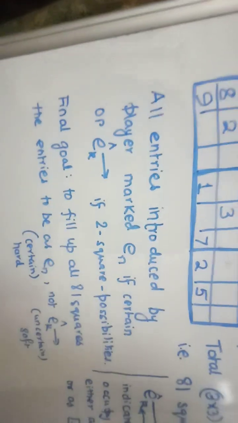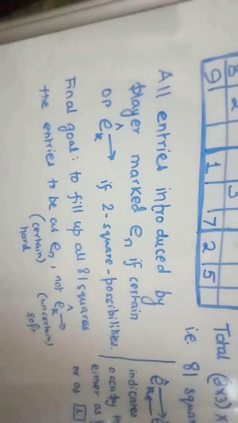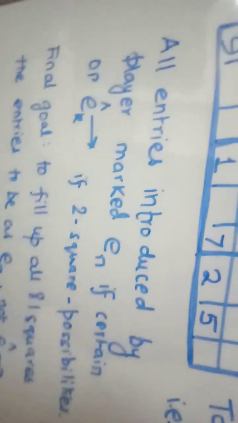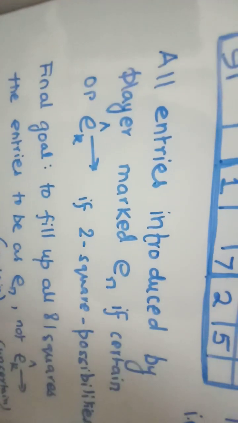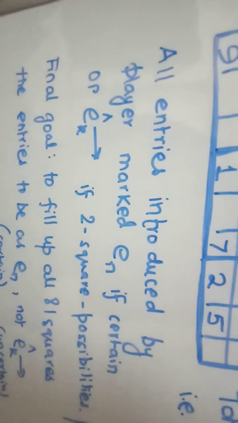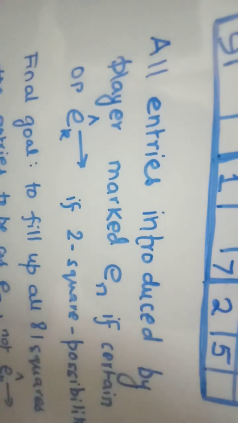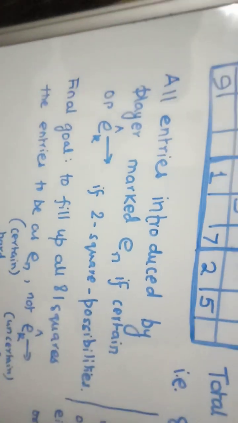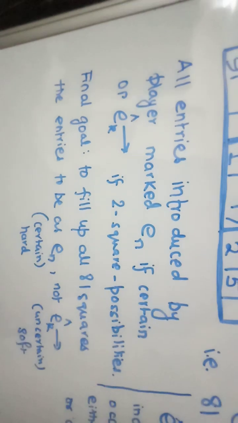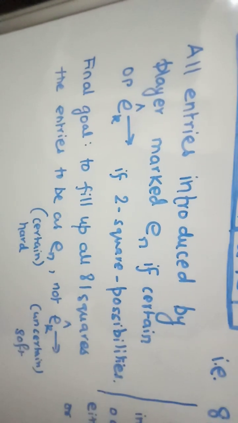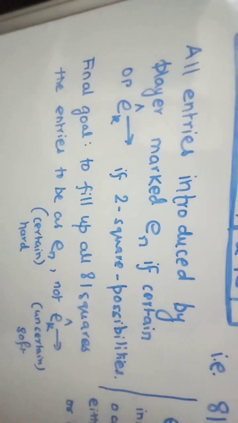However, sometimes we will need to put some uncertain numbers also. These are sort of soft numbers. So these numbers we will mark like this. Let's say we know that the 5 will go either in this square or in that square. So we'll mark it like this, E5 hat with an arrow. The arrow will point to the other square where it can be. So the final goal is to fill up all the 81 squares as the hard entries, which is En, not as EK hat with an arrow.